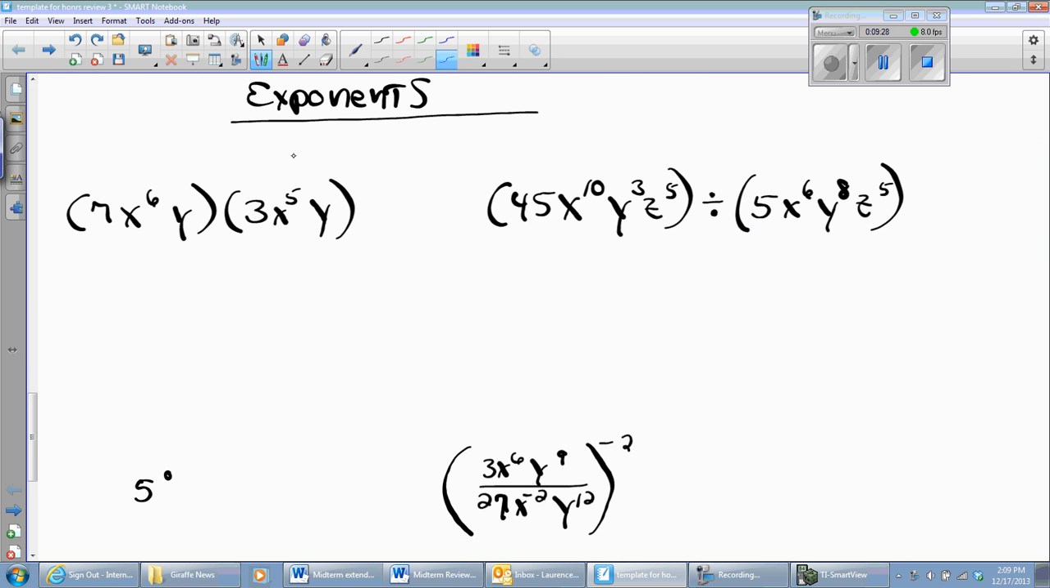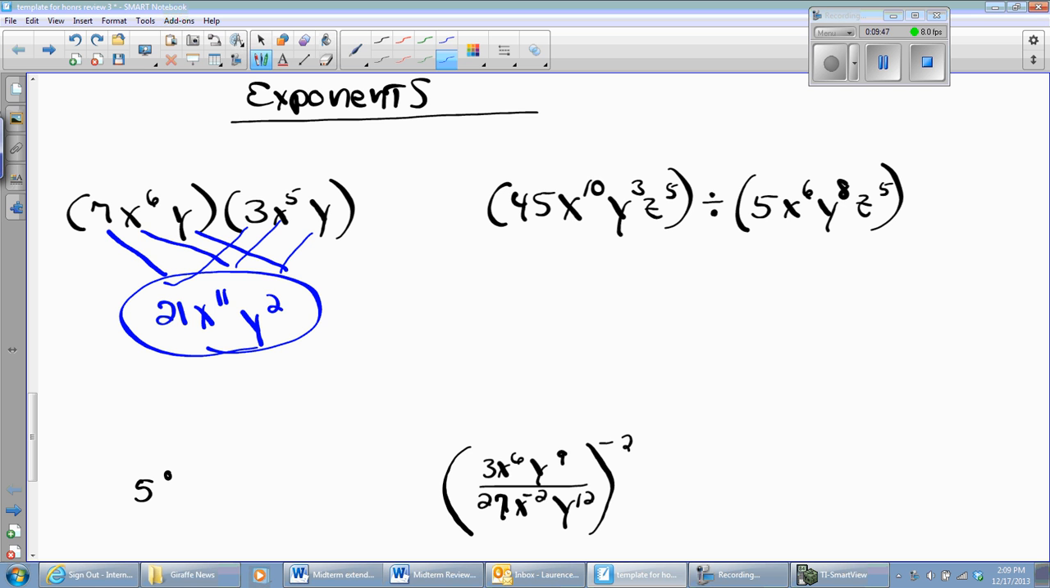Exponents. Remember that when we multiply, we multiply the coefficients first. 7 times 3, 21. Now I multiply x to the 6th times x to the 5th, and I get x to the 11th. I do y times y, and I get y squared. There we go.